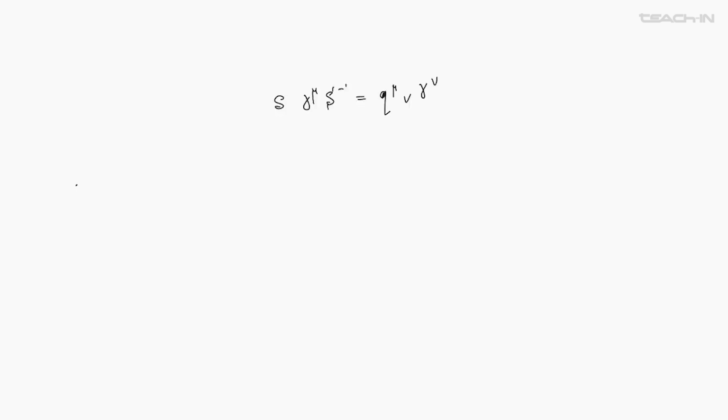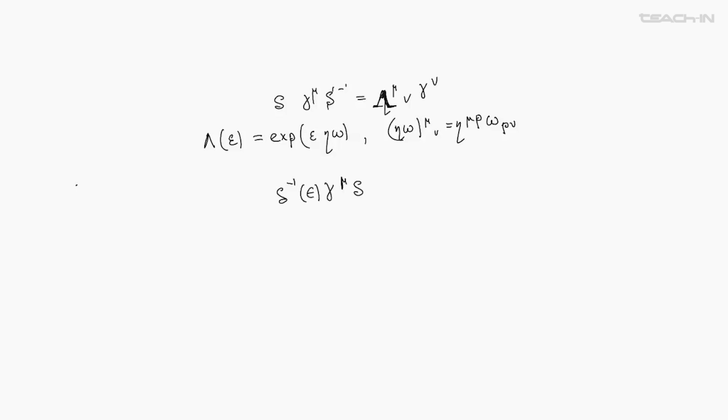And we found out that if we consider for a Lorentz transformation a one-parametric subgroup given by exponential of epsilon, where epsilon is an infinitesimal parameter of this transformation, multiplied with the matrix omega, where omega has components mu nu given by the formula eta mu rho omega rho nu, then for the matrix S, the corresponding formula turns into the following equation: S minus 1 depending on epsilon, gamma mu, S depending on epsilon, equals lambda mu nu depending on epsilon, gamma nu.